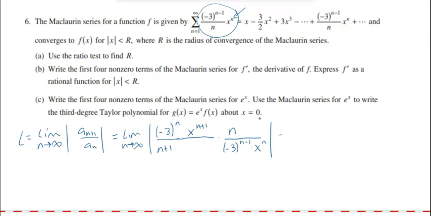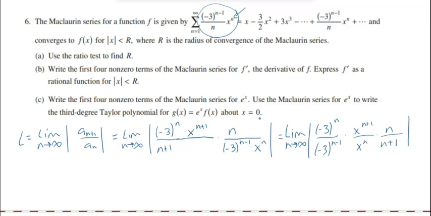Now we're doing the same thing that we always do, which is to reorder. Limit as n goes to infinity. I've got 3 parts. I've got negative 3 to the n over negative 3 to the n minus 1. Then I've got x to the n plus 1 over x to the n. And then I've got n over n plus 1. What's this limit come out to be? It comes out to be 1. We've talked about that a lot. How do these cancel? All of that with all of those, so we're just left with the x. And then the same thing happens with this. All of those cancel with all of those, and we're just left with that.